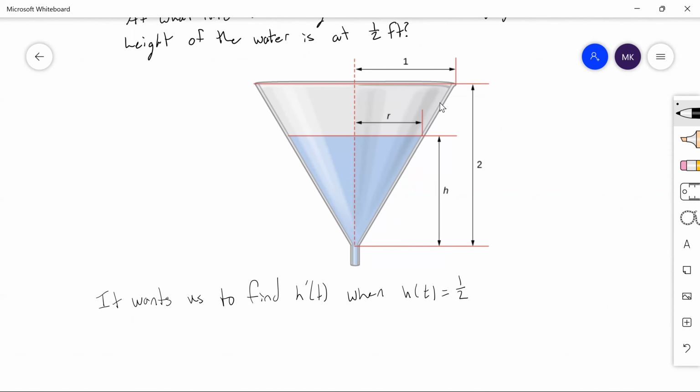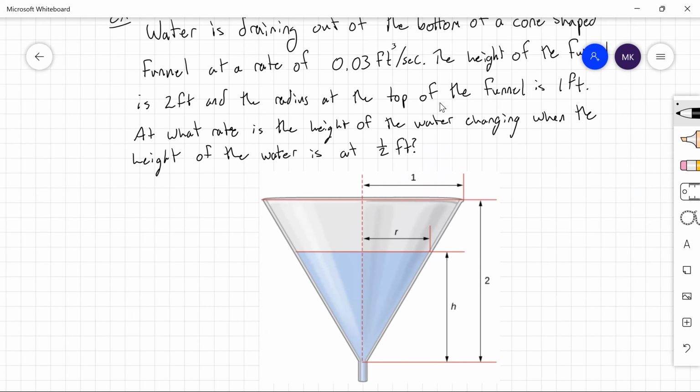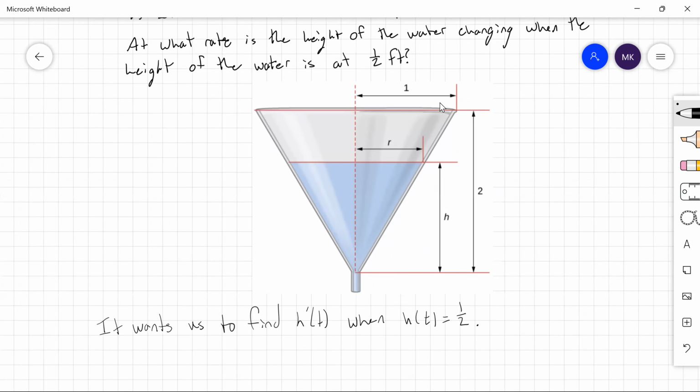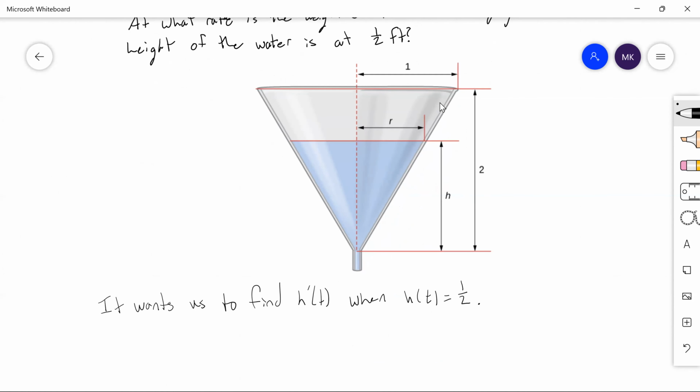Now we could change this to inches and it would still be equivalent, but I want to keep this as feet because the rate of change we're given, the amount of water leaving, is given to us in cubic feet per second. So I want to leave it as that.